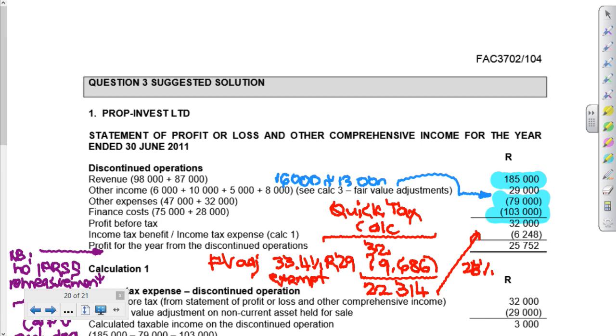If you have time in the exam, you can go and do all the calcs that they asked you to do. But if you don't have time, you don't have time. I can show you the calcs. So that gives you the 6248, and that's the profit for the year.